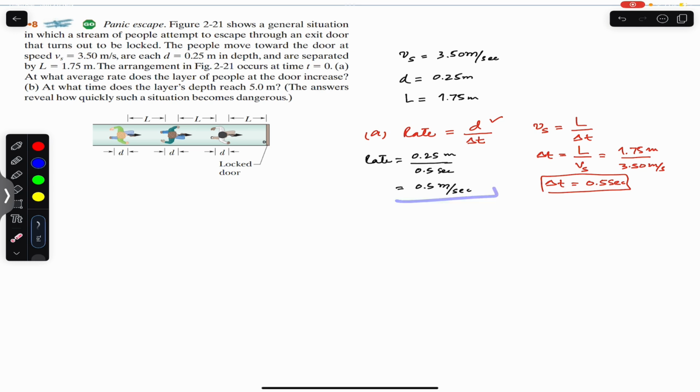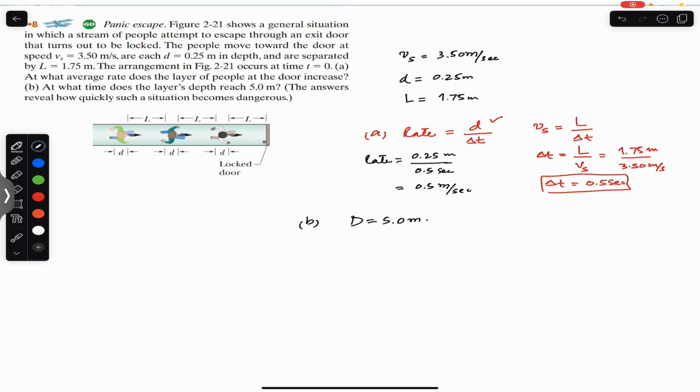Now in part B it is asked, at what time does the layer depth reach 5 meters? So now the total depth is given. Let's say the total depth is capital D, and that is 5.0 meters. As we have discussed, each second a depth of 0.5 meter is accumulated. So now we know the rate.